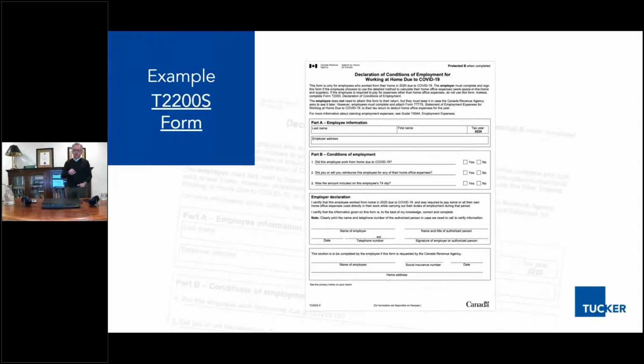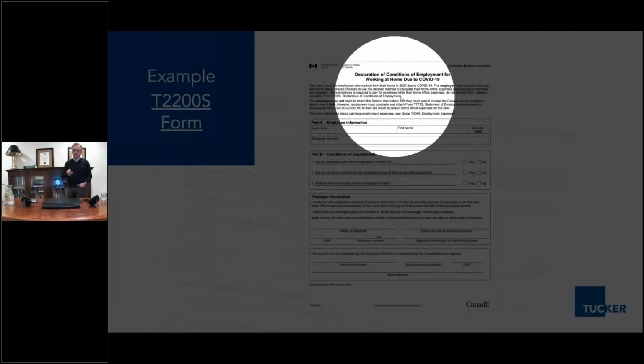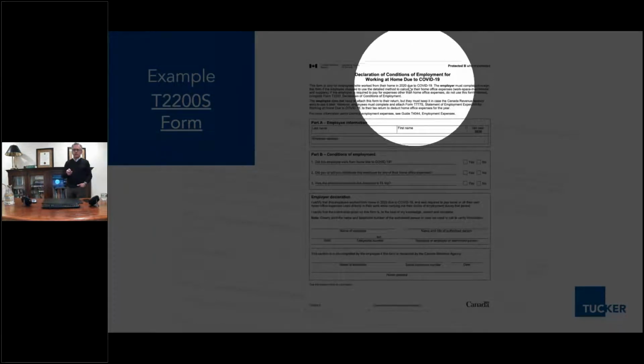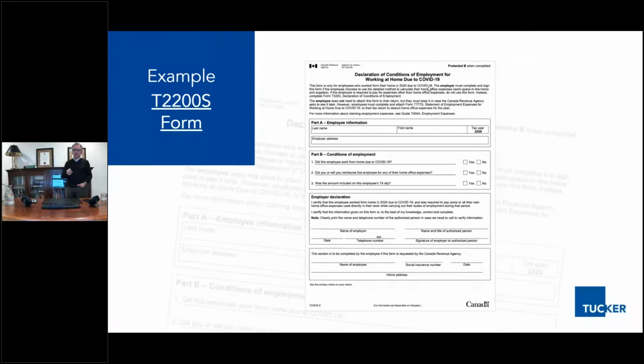Because of COVID, the government has come out with this document, which is very similar, but this just addresses the Declaration of Conditions of Employment for working at home due to COVID-19. So this document is the document that an employer will give to an employee who doesn't normally claim employment expenses, but because of COVID-19, they had to work at home, all right? So your employer will fill this out for you.